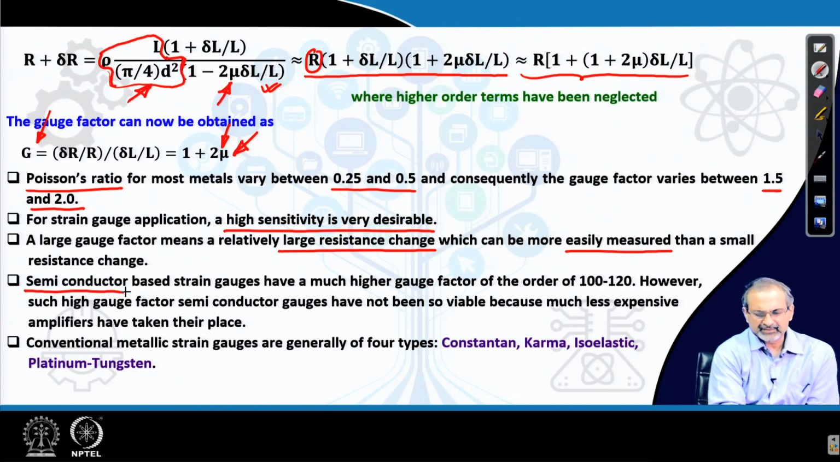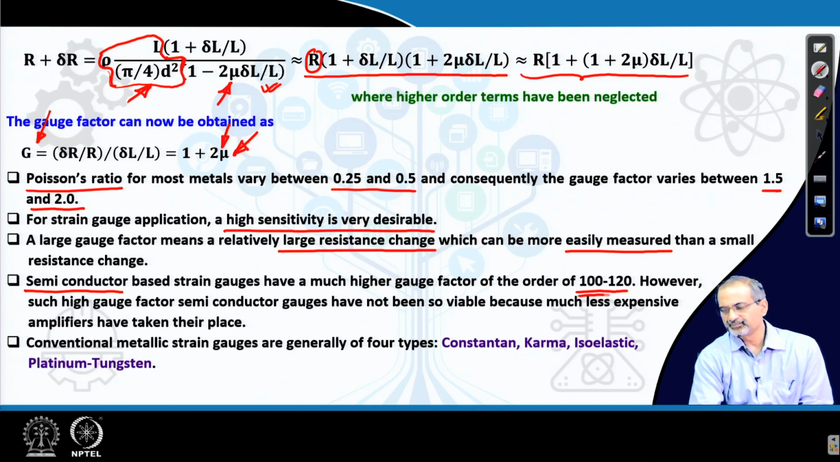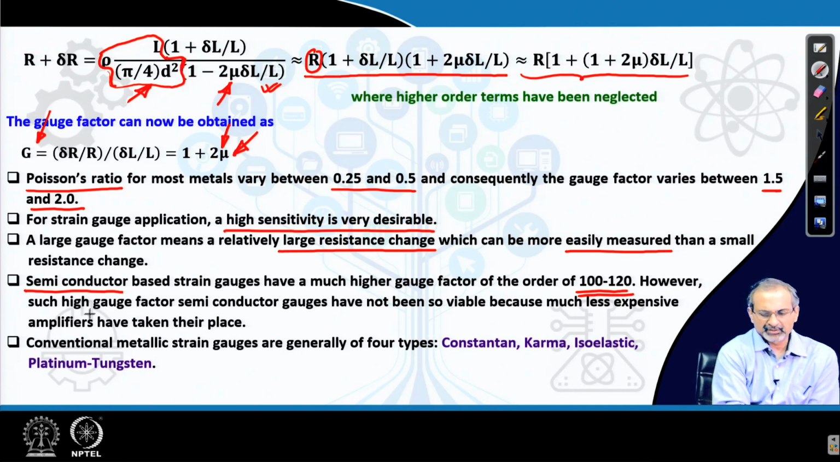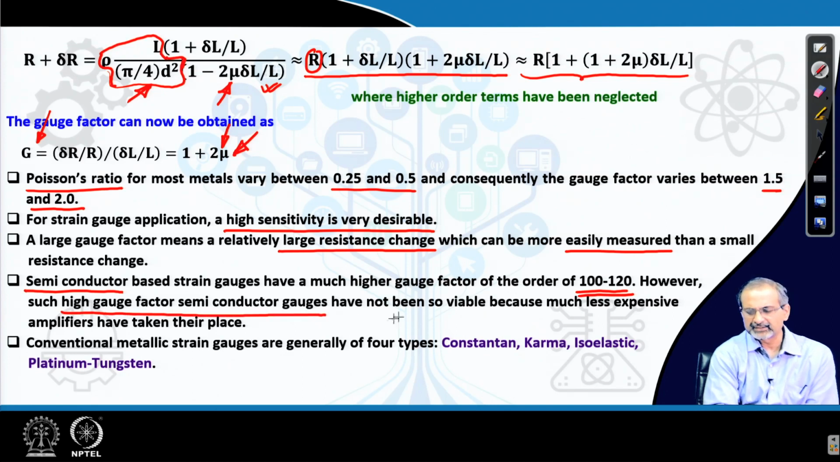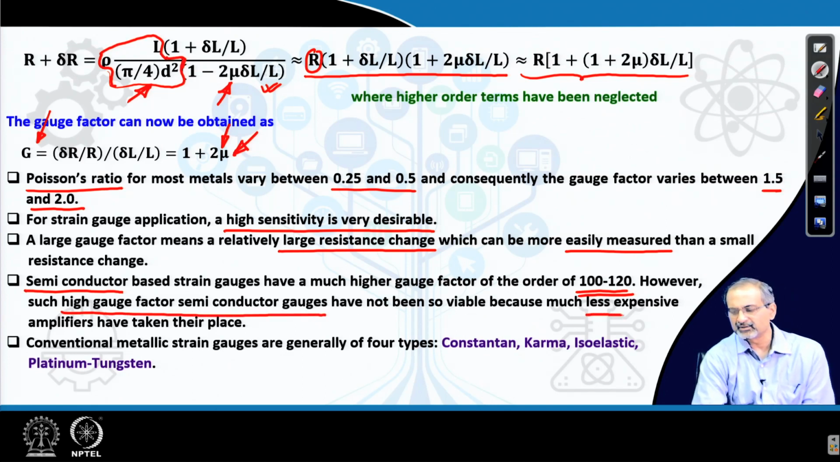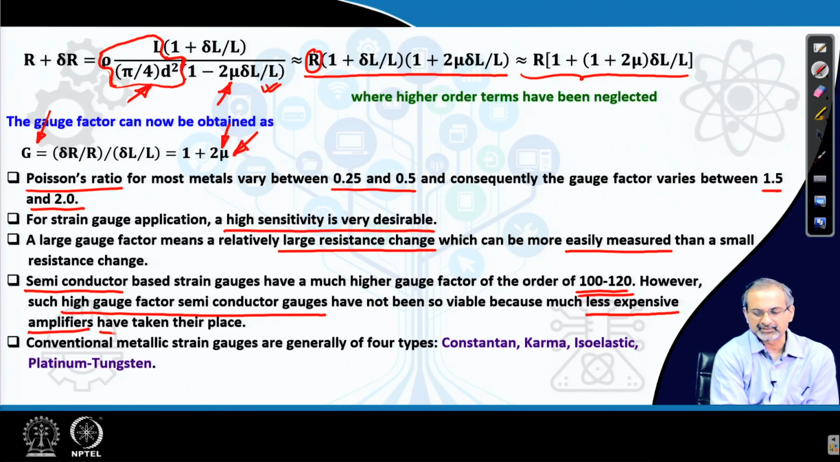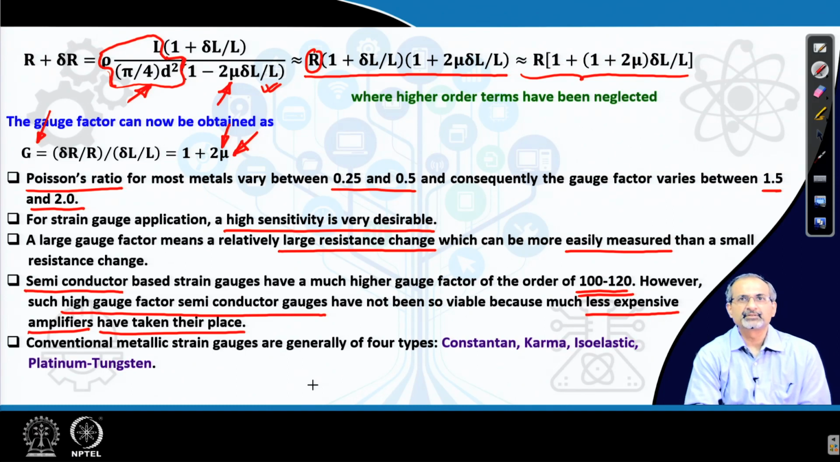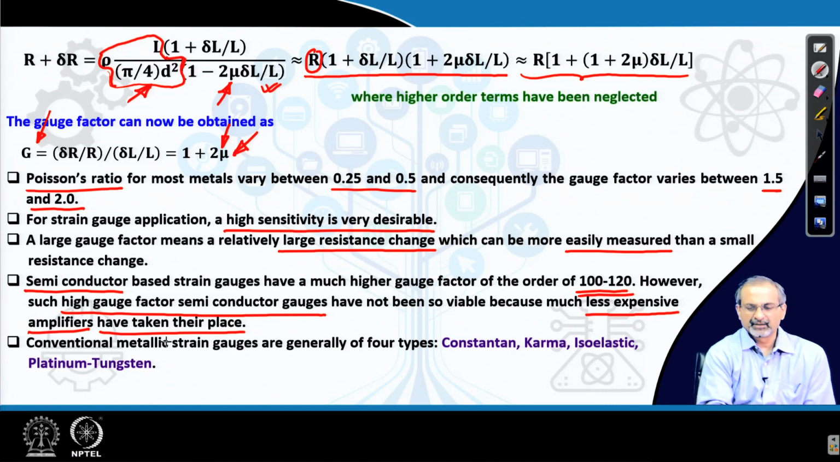Now, in this respect, semiconductor based strain gauges have a much higher gauge factor, almost 2 orders higher, but they did not become very viable because high gauge factor semiconductor gauges have lost viability because of much less expensive amplifiers which have taken their place. Therefore, with comparatively lower strain gauge based setups, but with amplifiers down the line, more economically viable electronic measurement systems have gained more popularity.